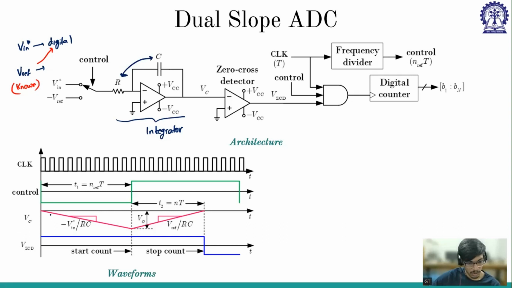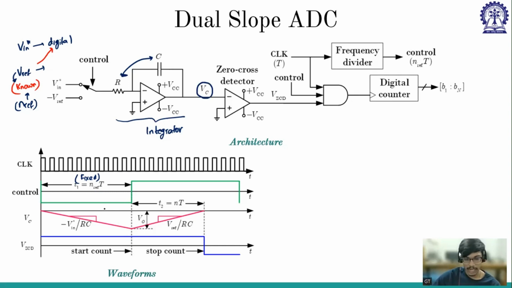So it is being integrated in the negative direction. Now, in the first case, we are fixing the time. The time is N reference into T. So N reference is known, V reference is known. V in star, that is the input voltage. So using this V in star voltage, I am using this circuit to integrate. So this is the VC, right? So VC output, I am integrating it for a fixed amount of time.